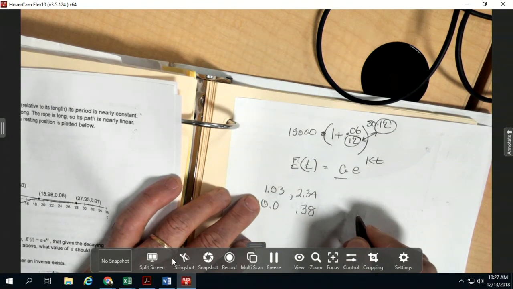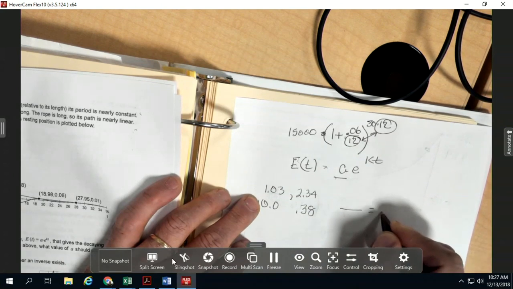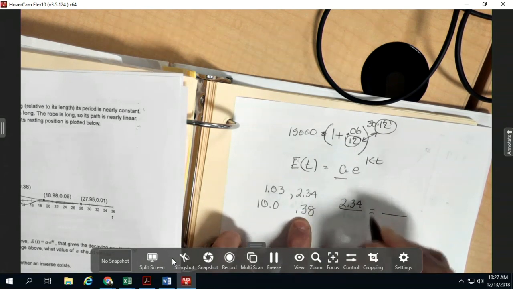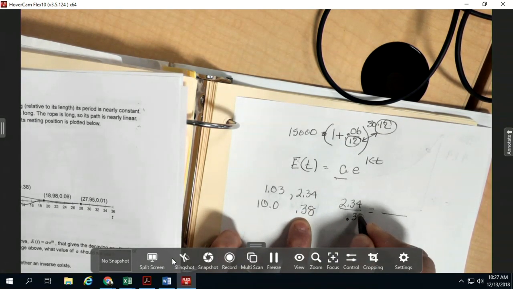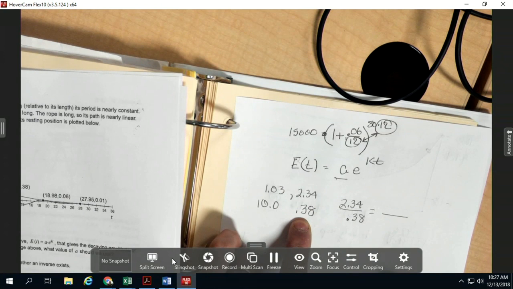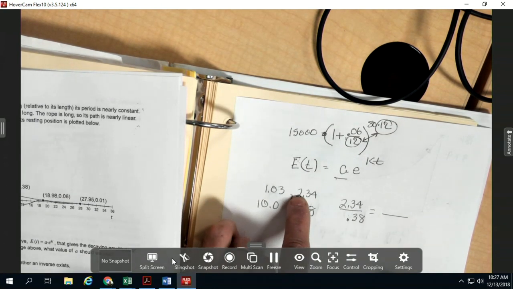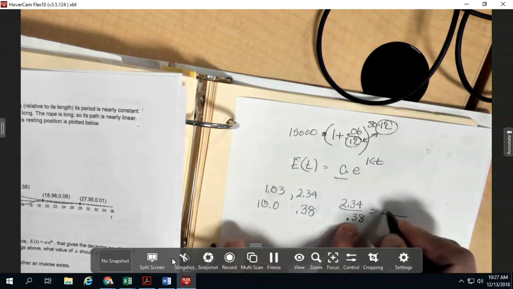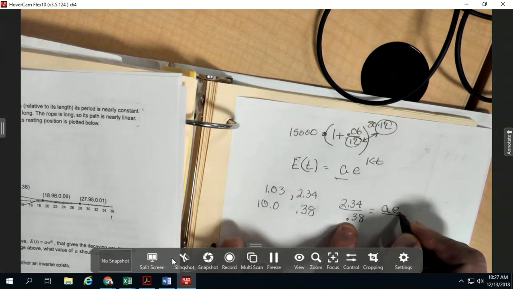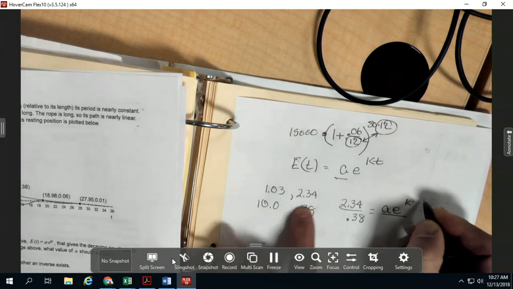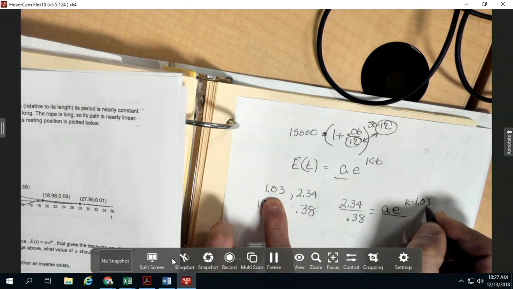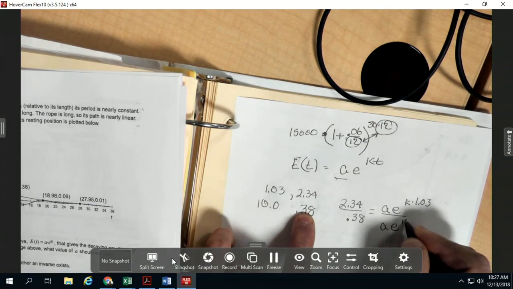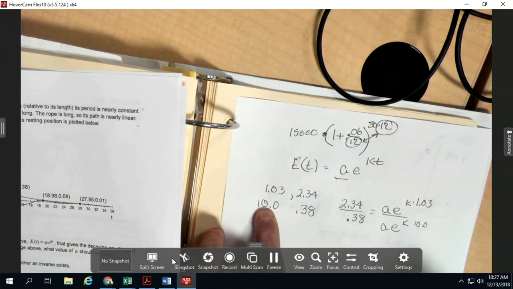So let's set it up as a ratio where 2.34 is over 0.38. I just took this point divided by this point. That's the e to the t. And then that equals a e to the k times 1.03 over a e to the k times 10.0.